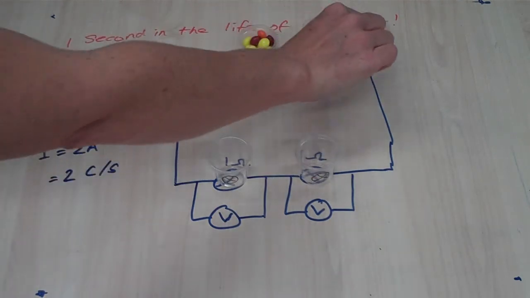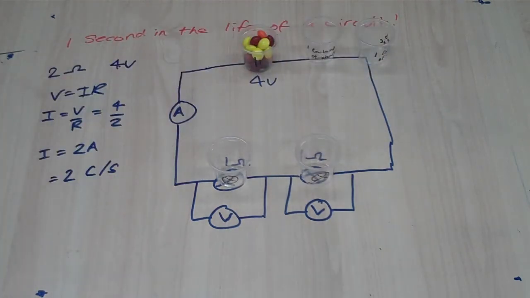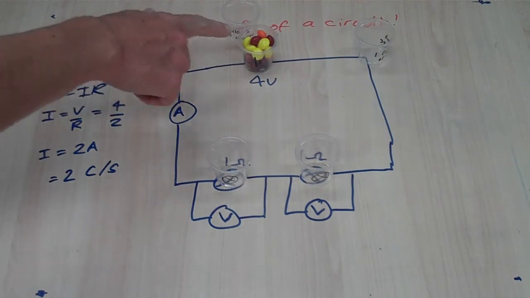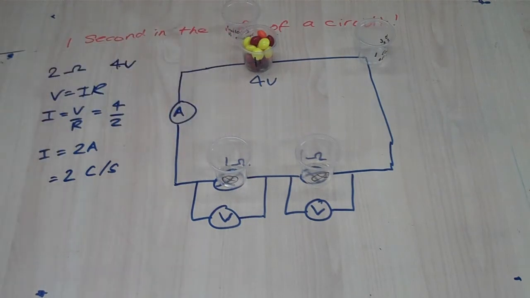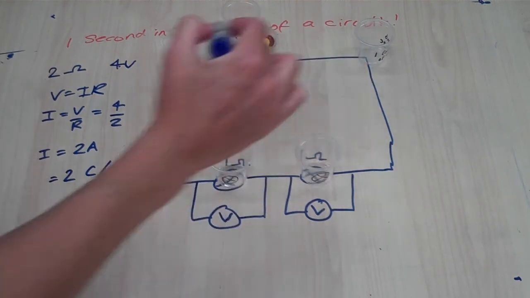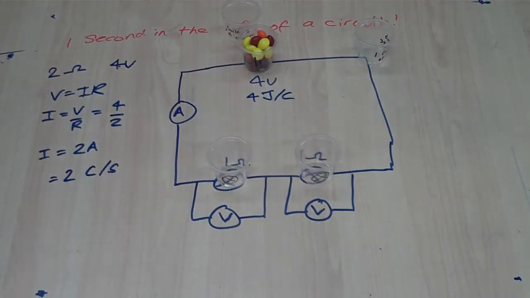Okay, so 2 coulombs of charge are going to go to the battery, and some energy will be transferred to those coulombs of charge that they'll carry around the circuit. So the first coulomb of charge gets to the battery. The 4 volts here means that's the same as 4 joules per coulomb. So 4 joules of energy is transferred to each coulomb of charge. We're going to represent that with a cup with 4 skittles in.